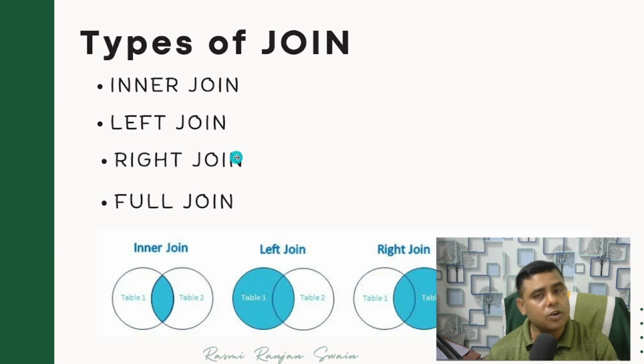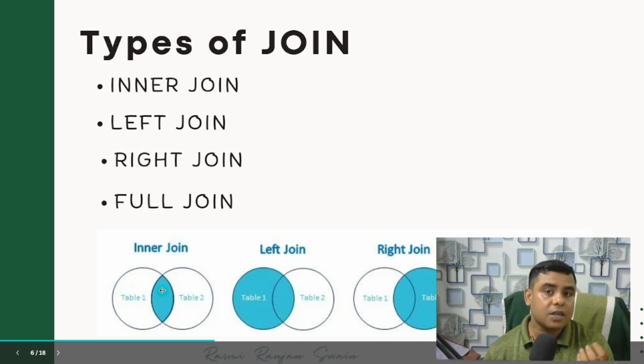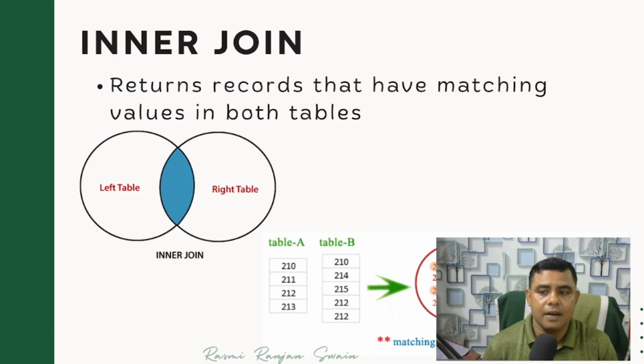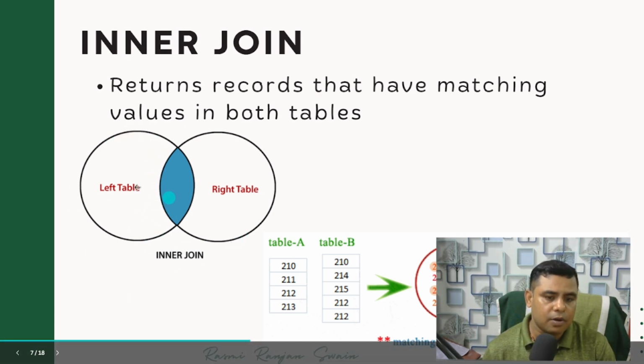Whenever we are talking about the inner join, the inner join combines multiple tables, and we extract the common data within these two tables. So let's see one example here. Inner join returns records that have matching values in both tables. So here I have two tables: one is a left table and the other is the right table.